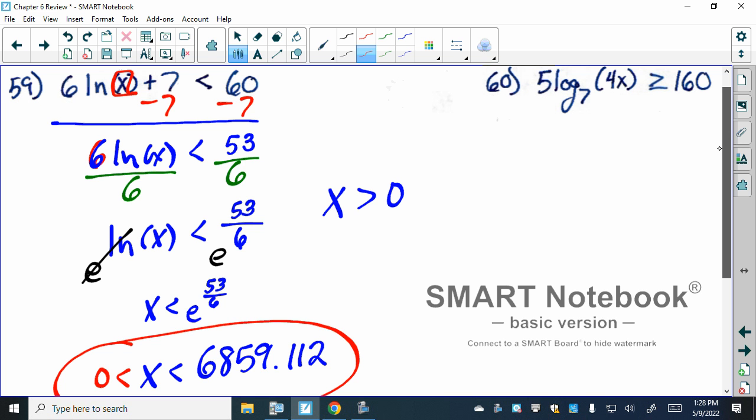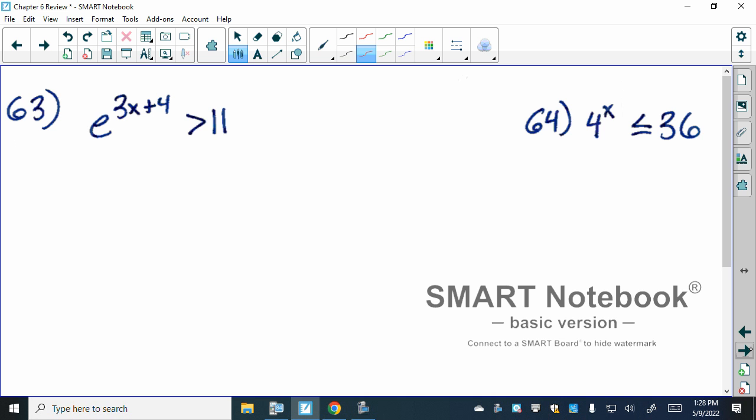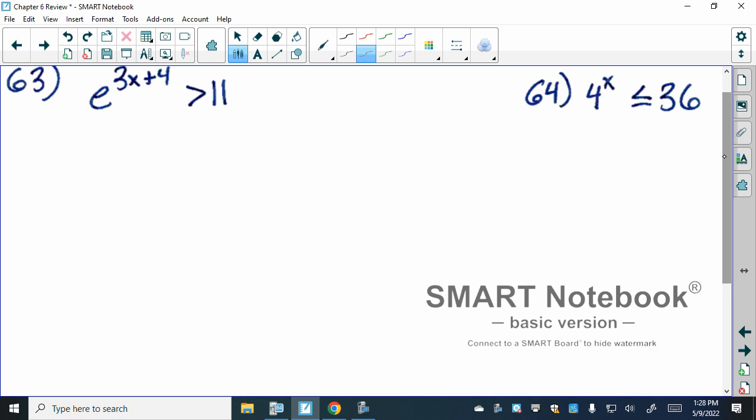Any other questions on these two here? We're going to look at one more before we're done. The last one we'll look at is 64.